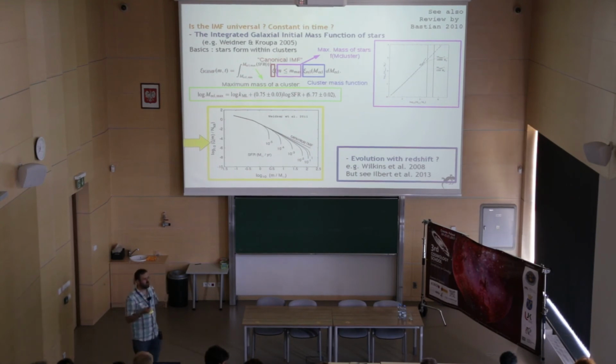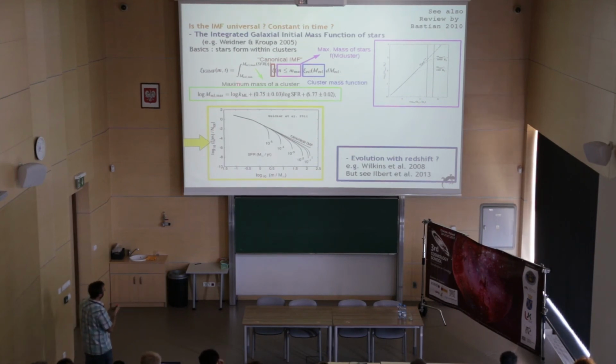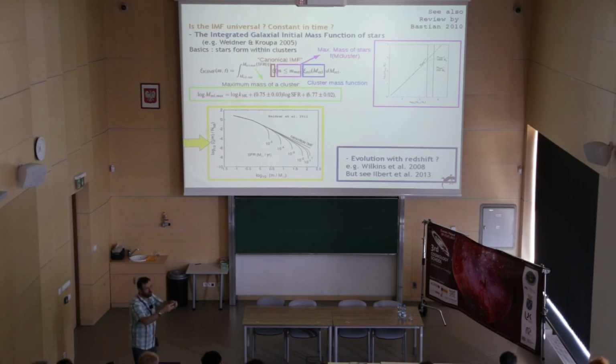It seems logical on a first basis, but then it's a question of the chicken and the egg. Is it really the star formation rate that sets the maximum mass of the cluster, or is it that you form clusters with this maximum mass that kind of fix the star formation rate?